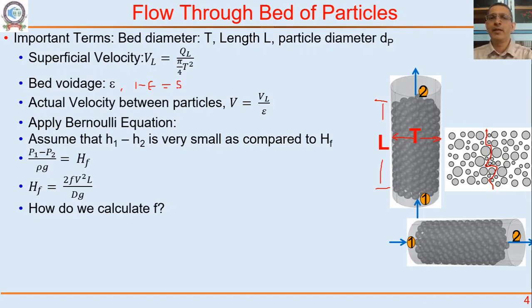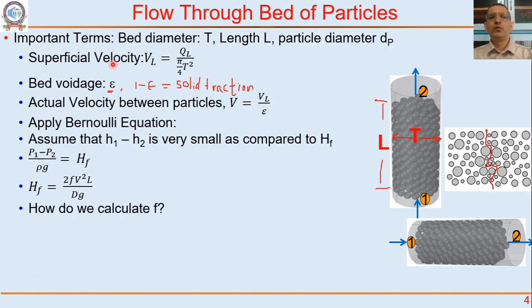How much of the volume is occupied by the actual solid particles is not available for liquid to flow. What is available for the liquid to flow is the voidage. The void means the gaps between these particles. That is what is allowed or available for this liquid to flow, voidage.